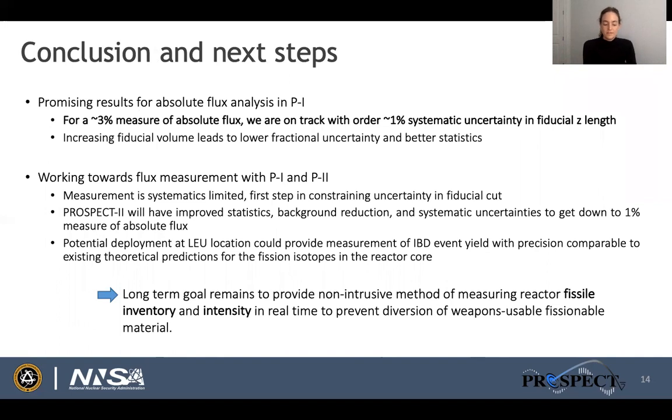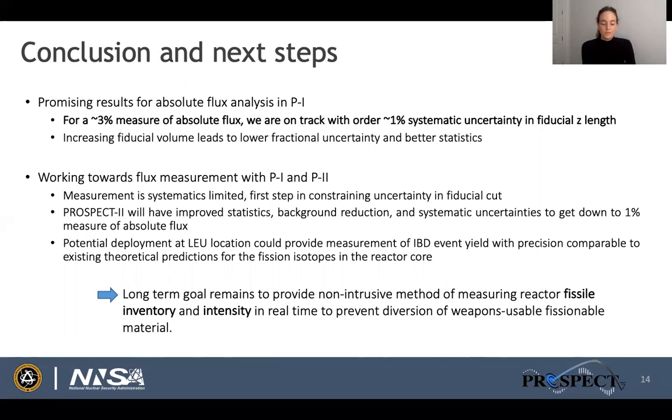So while this is a preliminary study, it tells us that we're on track for a 3% measure of the absolute flux with an order 1% systematic uncertainty in the fiducial z-cut. And we can keep in mind that if we were to increase the z-cut based on this study, it would actually allow for higher statistics with larger fiducial volume and decrease the fractional uncertainty in the z-cut. So we've taken the first step in constraining the systematic uncertainty in the fiducial cut, which we know is important because, like we said, the systematics are the main source of uncertainties in the measurement.